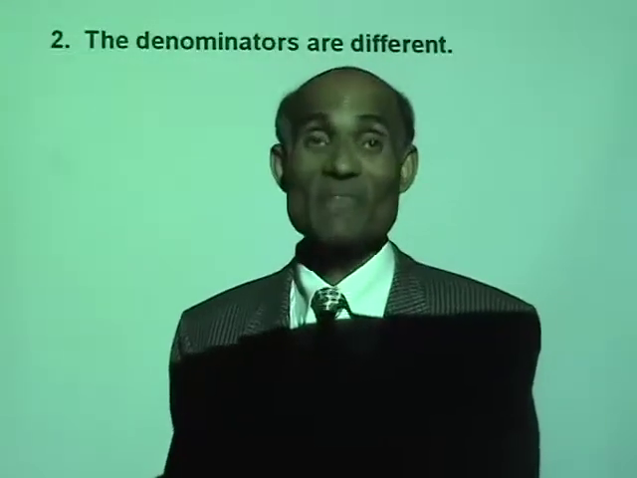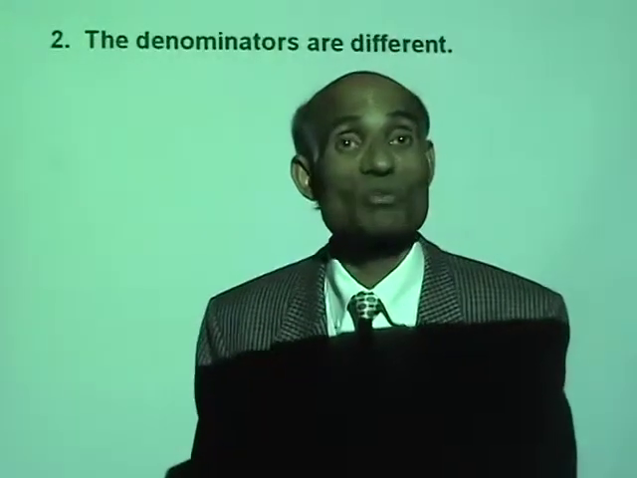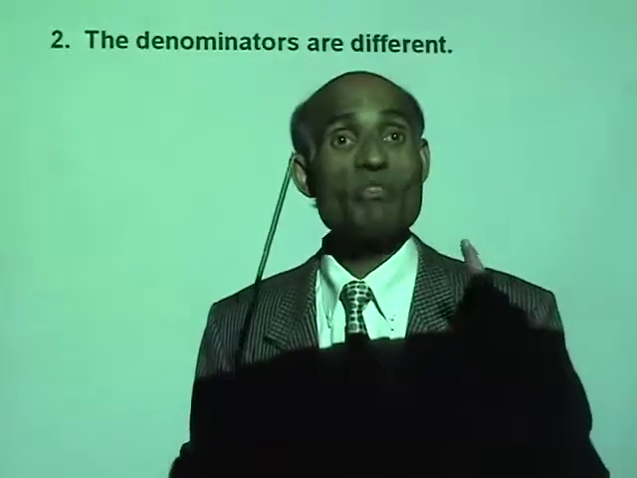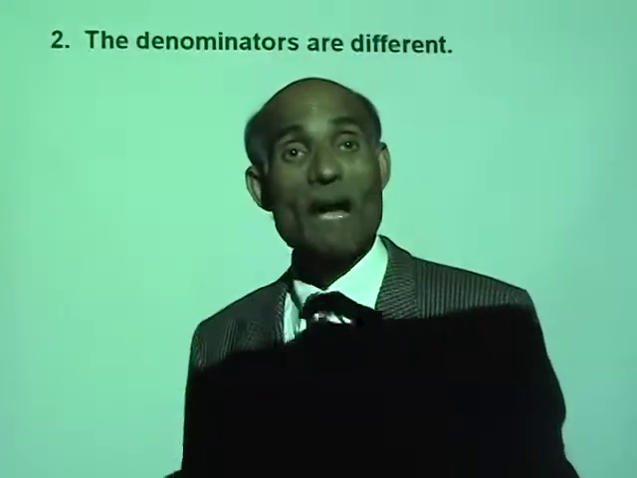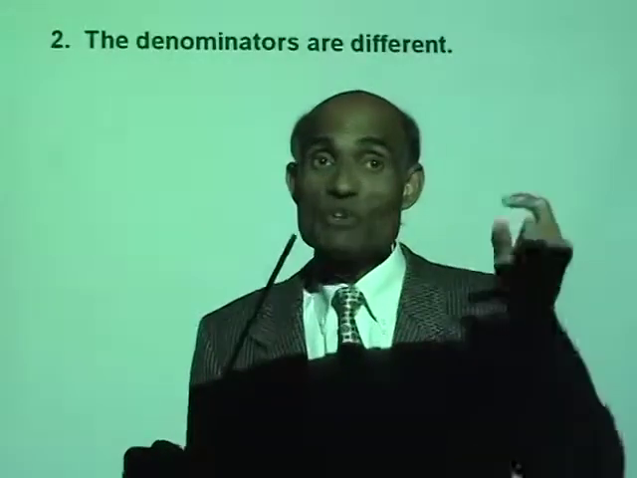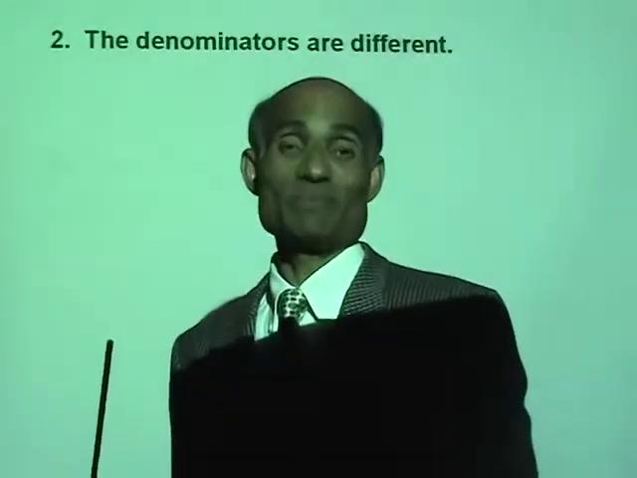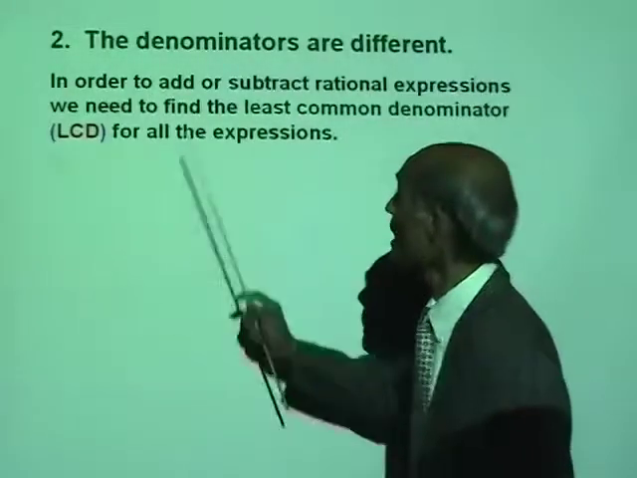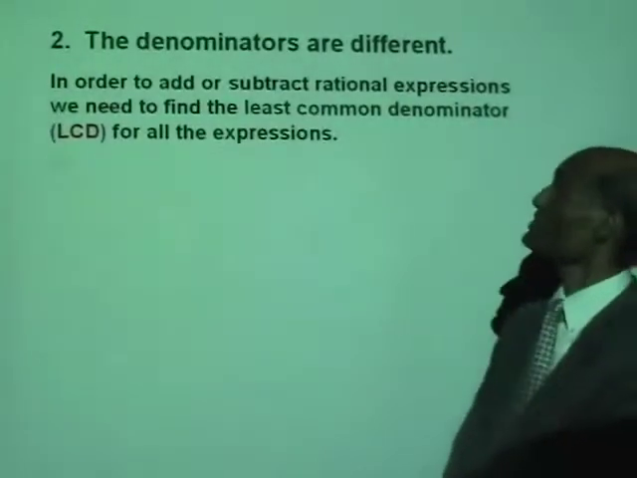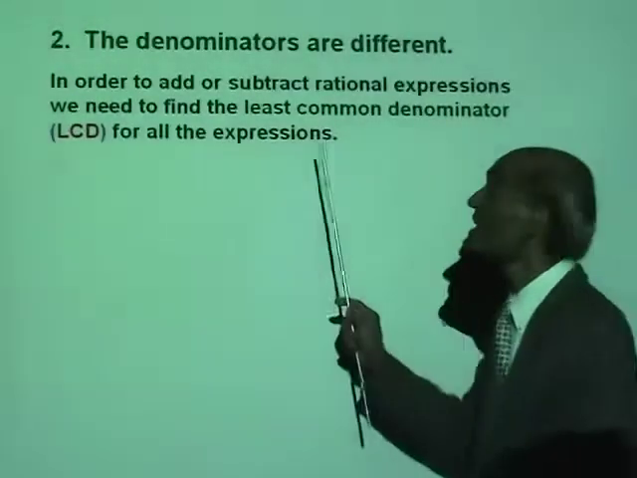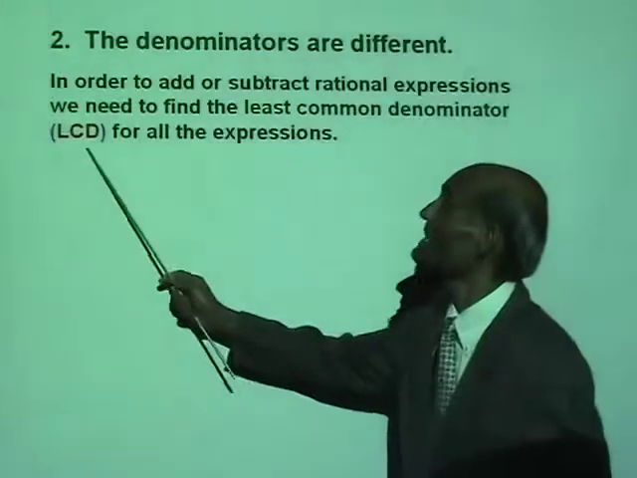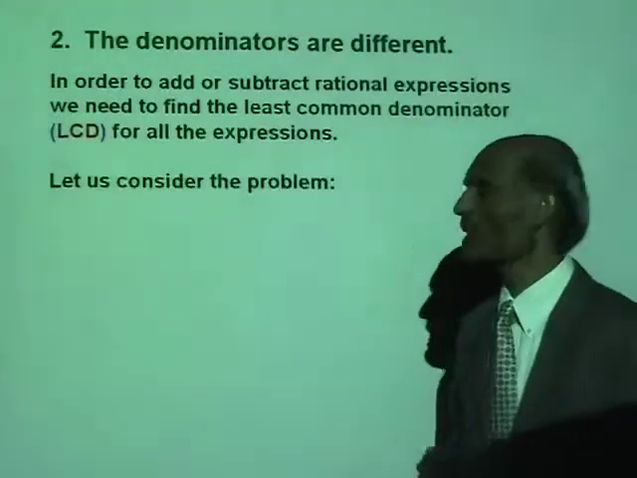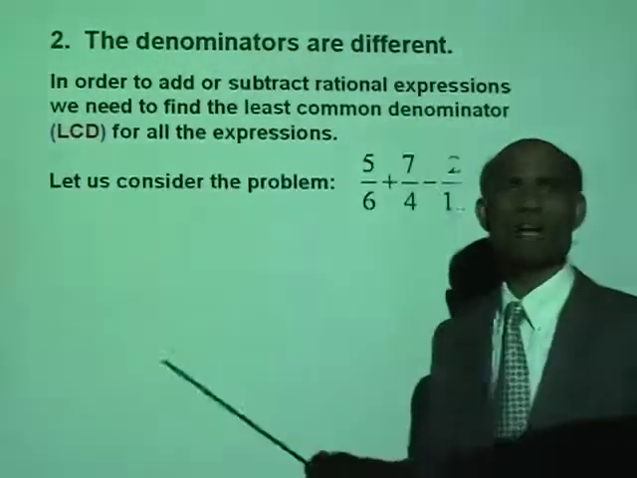Well, we have done that already in adding rational numbers. When the denominators are different, we will find the LCD and then use the LCD to construct the numerator. Alright, let's see how we can do that. In order to add or subtract rational expressions, we need to find the least common denominator, LCD, for all the expressions.